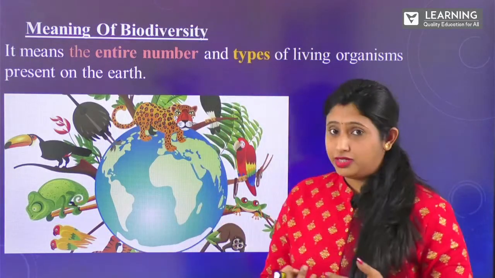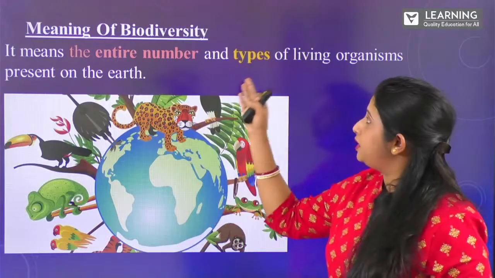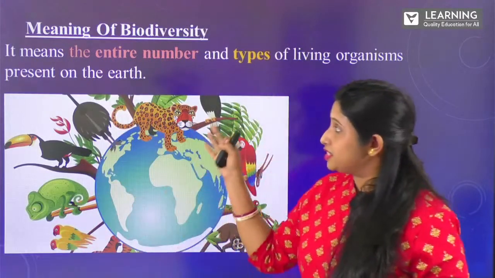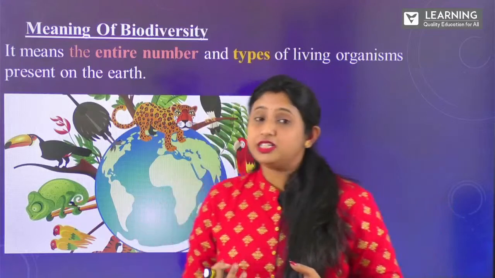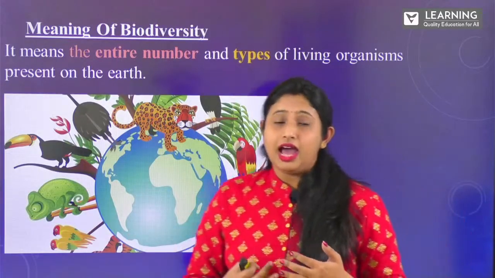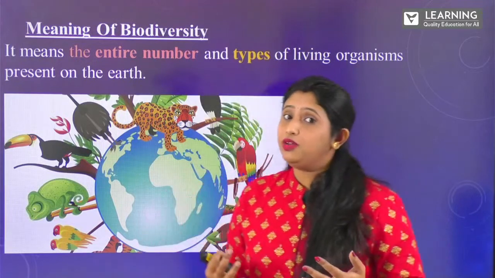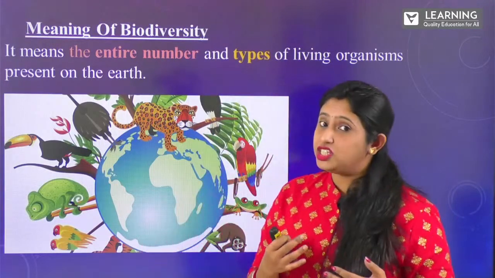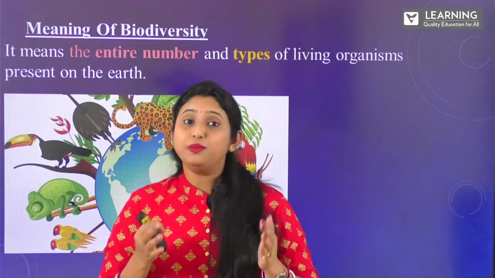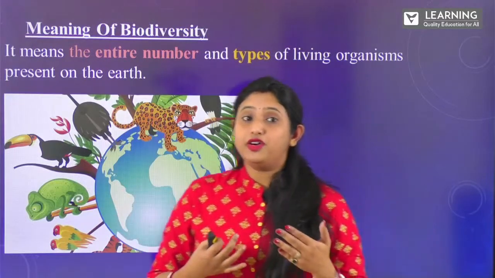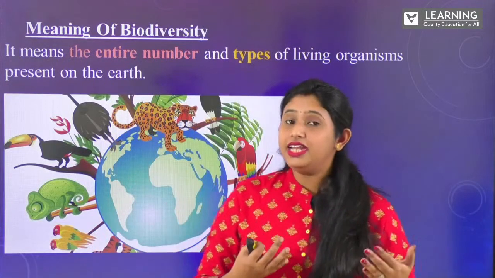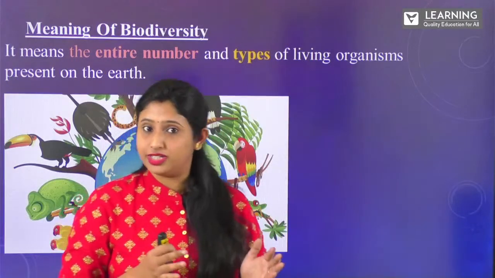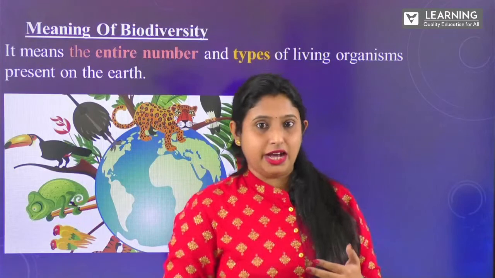So what is this biodiversity? It means the entire number and the types of living organisms which are present on this planet. So what does it mean? It means the total number of plants, animals, and their types. Everything comes under biodiversity. Now, do you know the country which is rich in biodiversity? It is Brazil, which is richest in biodiversity. And the state in India which is richest is Kerala. It has the maximum biodiversity. And the minimum is Rajasthan.